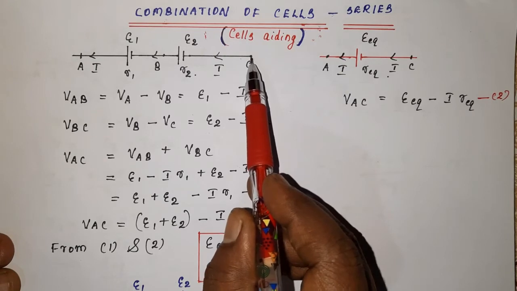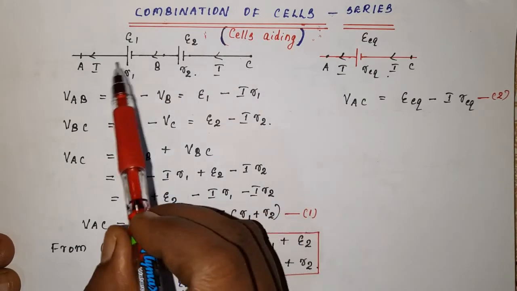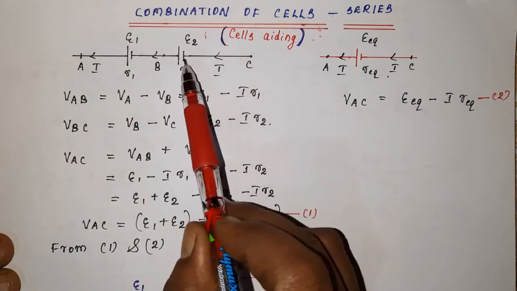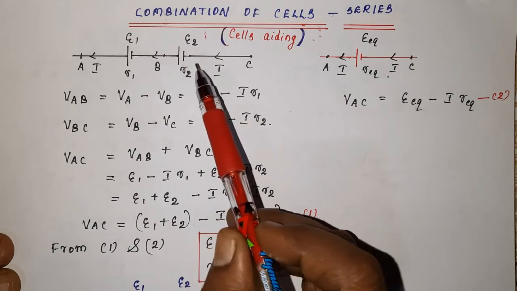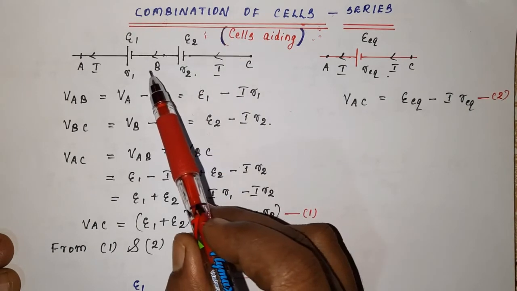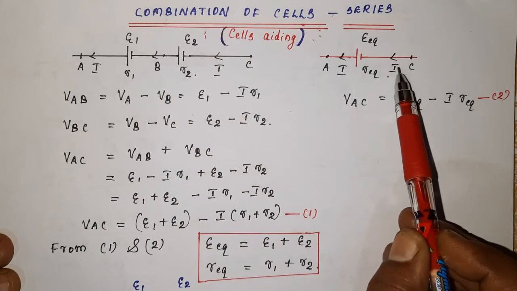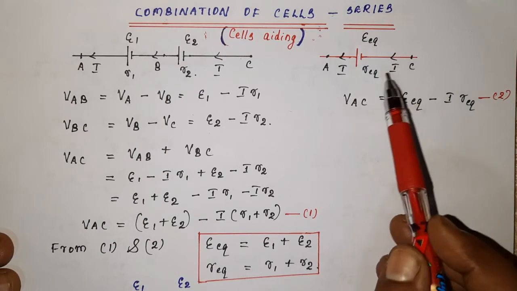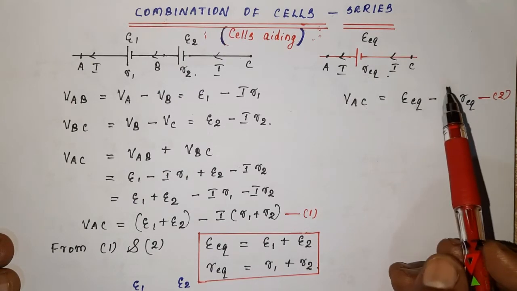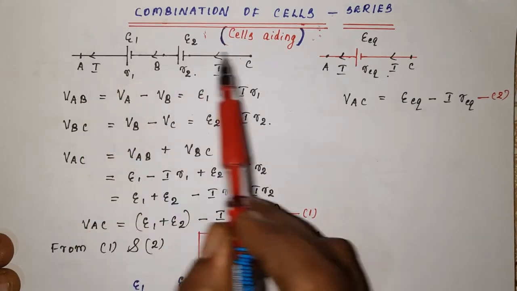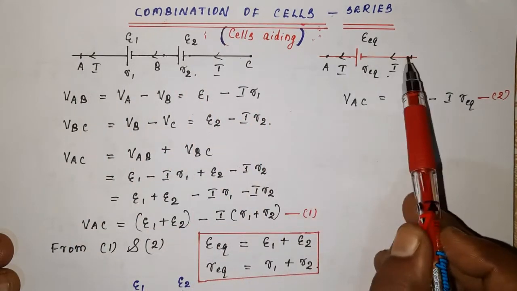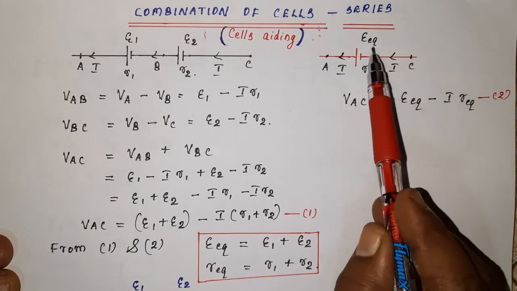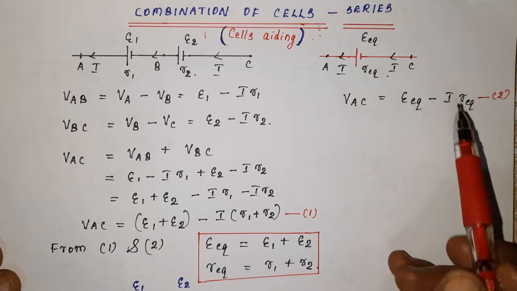the combination is connected between the points A and C. The first cell is connected between the points A and B, and the second cell is connected between the points B and C. Now we replace this series combination with an equivalent cell whose EMF is epsilon equivalent and internal resistance is R equivalent, between the points A and C. So our aim is to find an expression for epsilon equivalent and R equivalent.